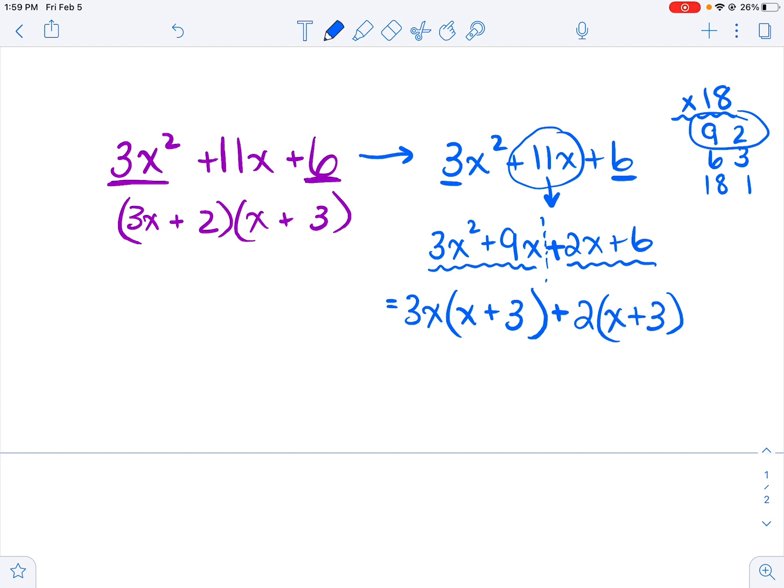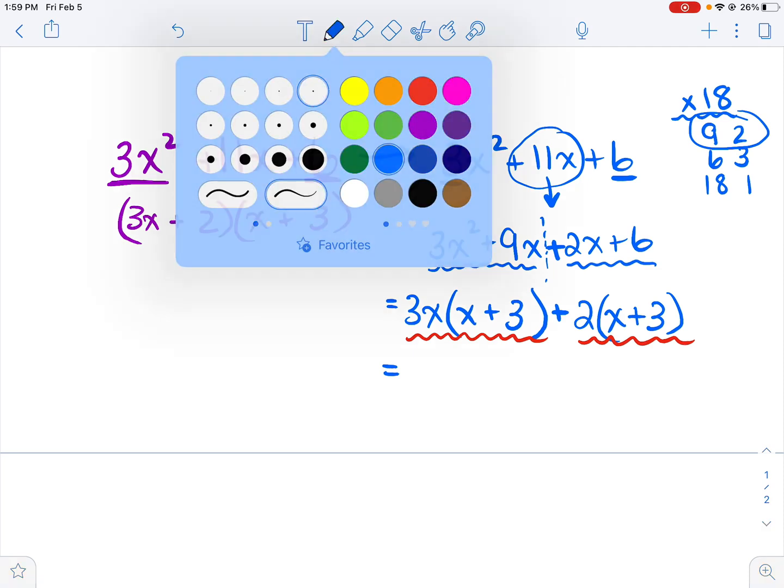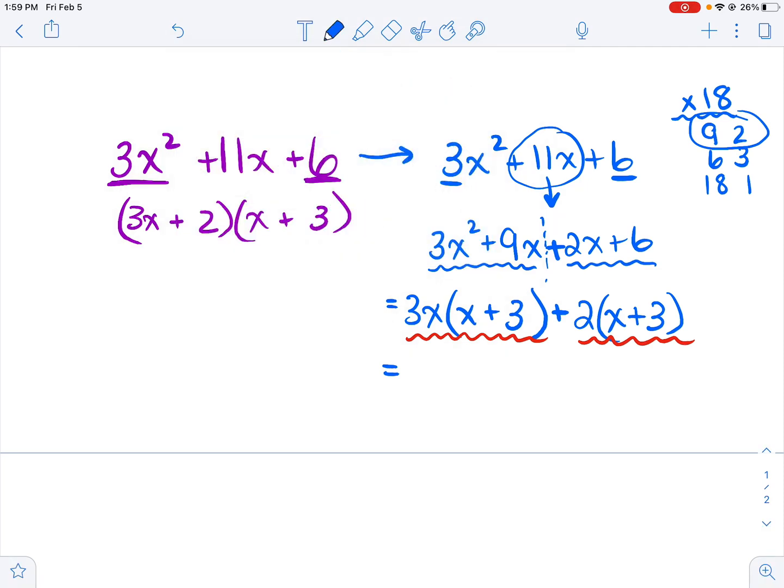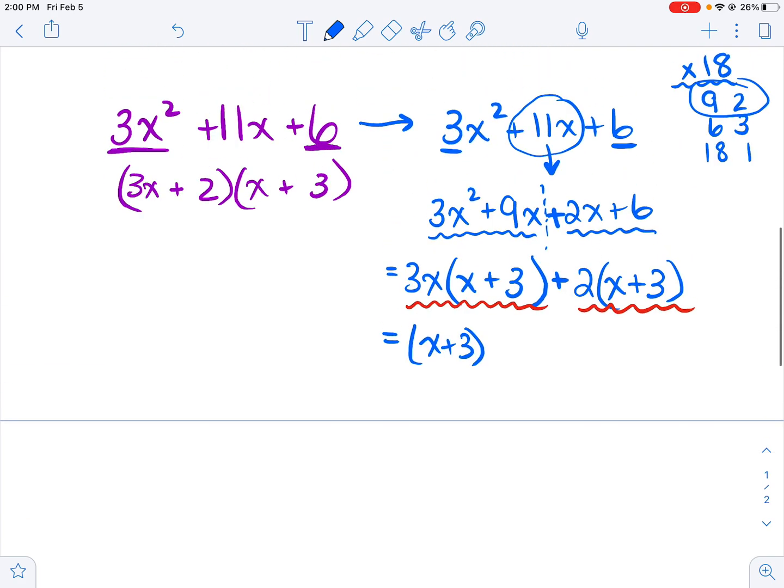You always want those brackets to be identical, otherwise you did something wrong. And now you're basically common factoring, although nobody ever really knows what they're doing here. They just do what their teacher tells them. But what you're actually doing is you look at your two terms and you say, what do they have in common? They both have an x plus 3. So you're common factoring out an x plus 3.